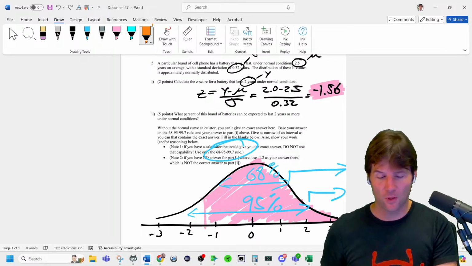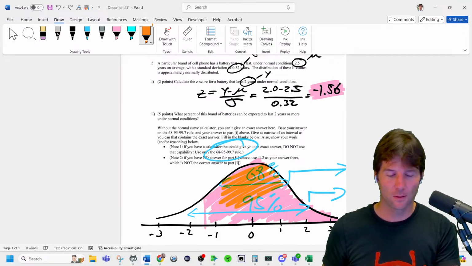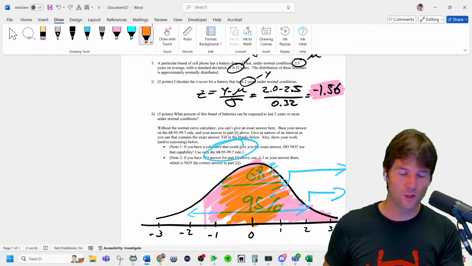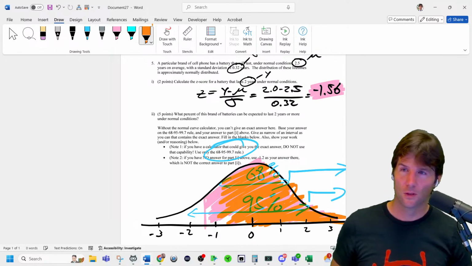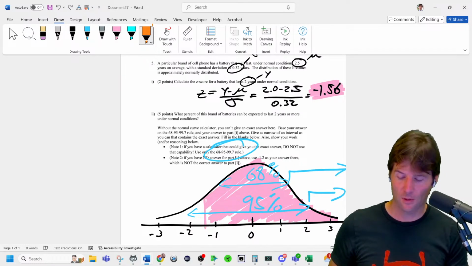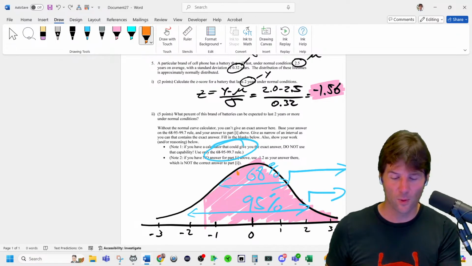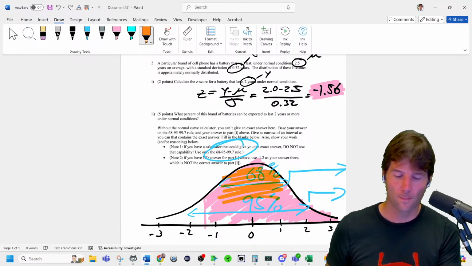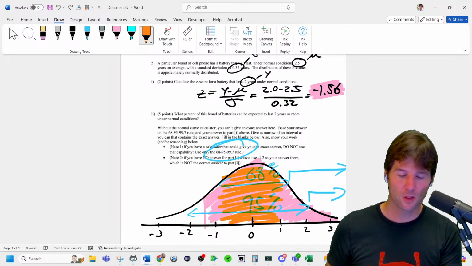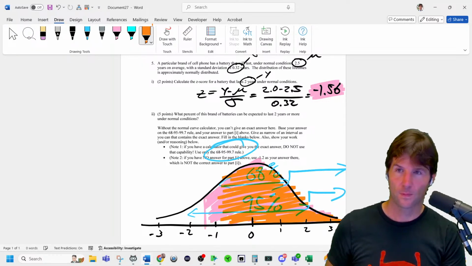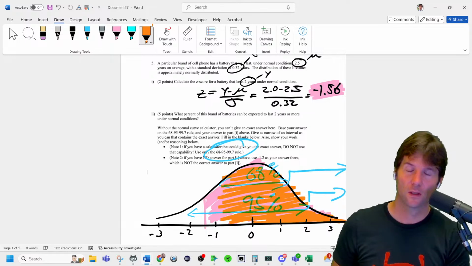68 is the area between here and here. We don't just want 68, we also want this. So think about how much area is this right here. Because 68, remember, is the area here, but we also want the area here. So this is 68. How much is over there? Because we want the total, and it has to be more than this.